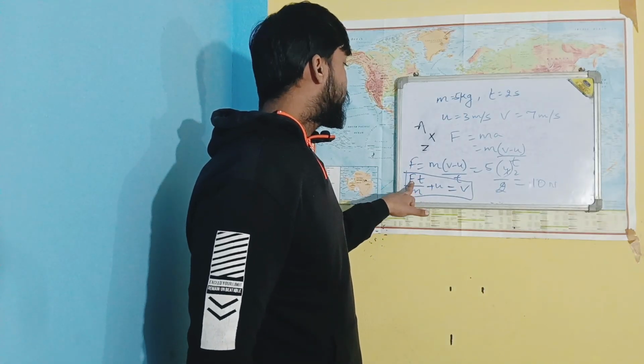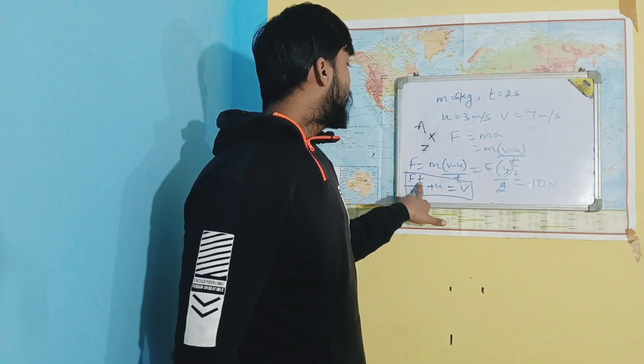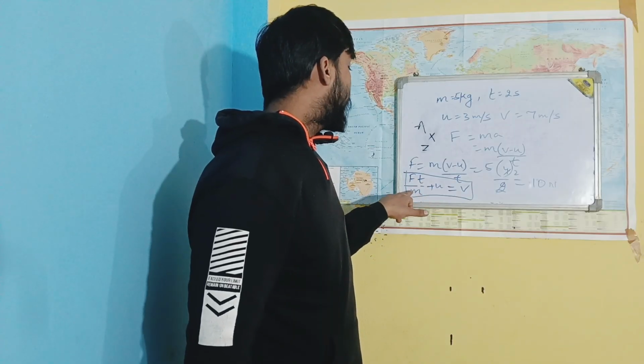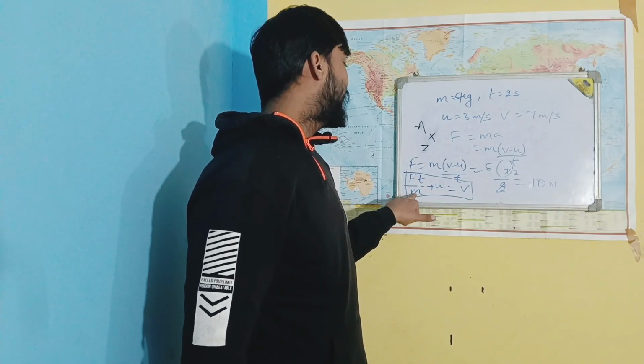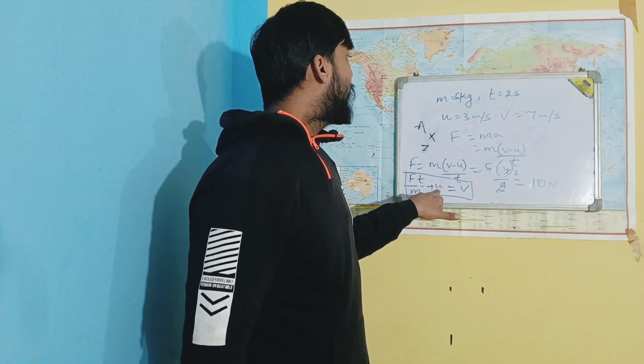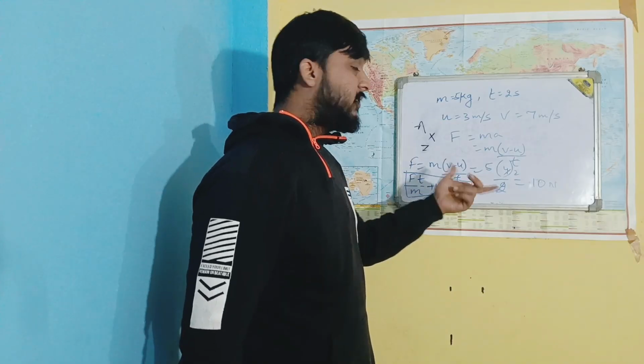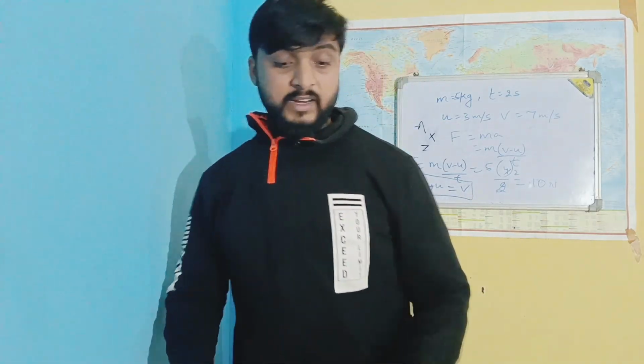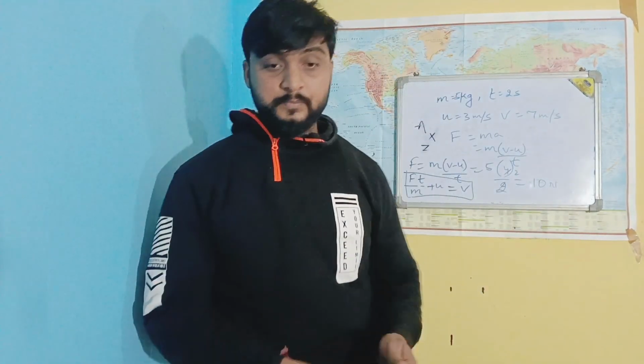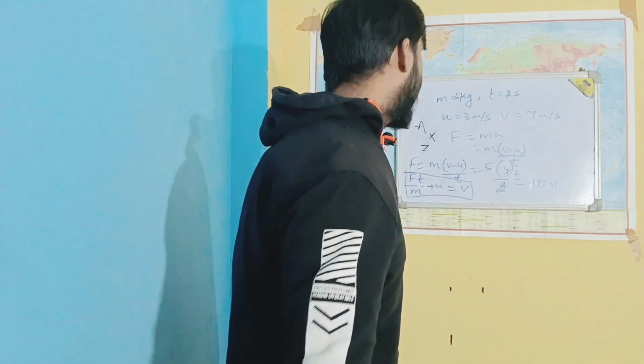What would be force? 10 Newton, time 5 seconds, so 50 by m, which is 5, then it will become 10. Plus u, we know it is 3, so 13. Then final velocity would be 13 meter per second. So this is how the questions are done.